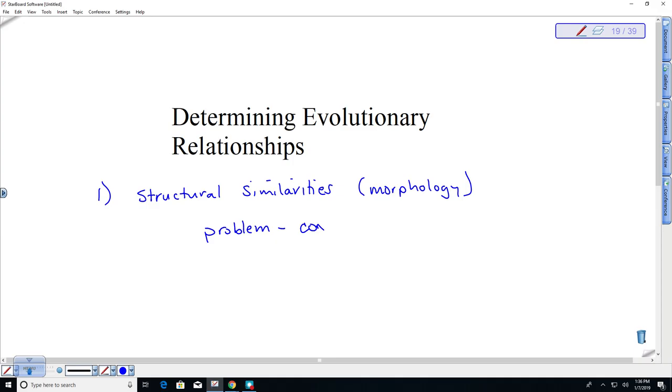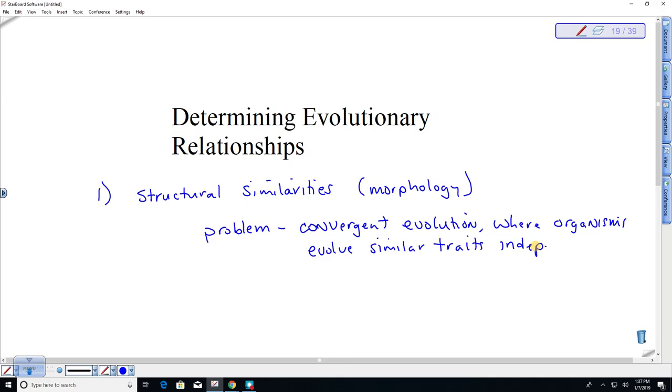So convergent evolution is where organisms evolve similar traits independently of one another. Right?